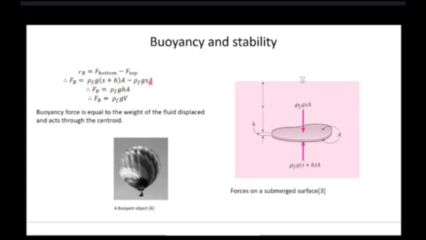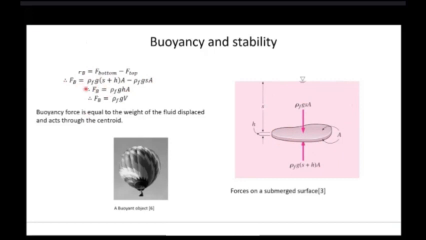Now the force on the top of the plate is similar. Rho g h is our pressure. This time actually it's not h, it's s, isn't it? It's rho g s. That's the pressure on the top of the plate, and the area is the same. So we've got A there.